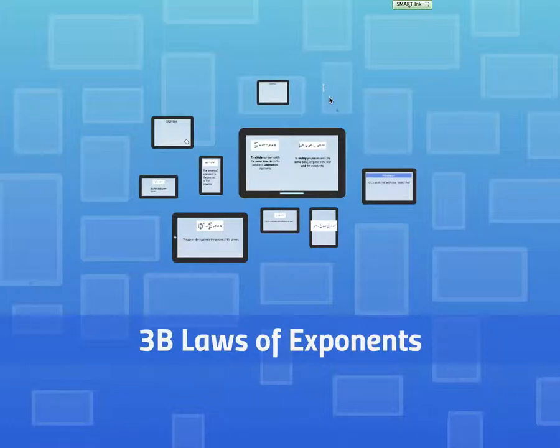So 3B is laws of exponents, and this should be a lot of review. You guys have been using these laws since you were in Algebra 1. It's going to take a little time because I didn't put all the laws on the same page. So we've got a bunch of slides that go over all the laws that we use when you're working with exponents.